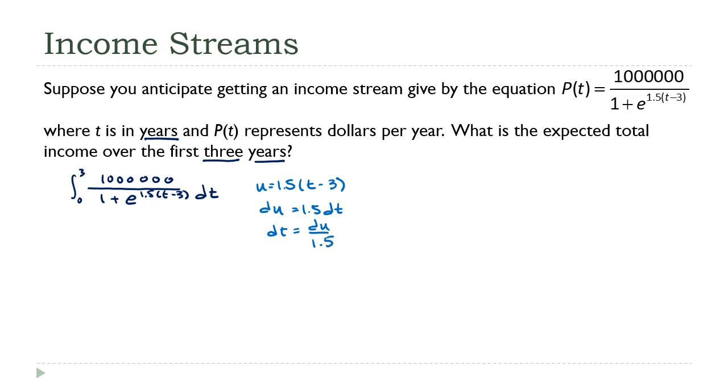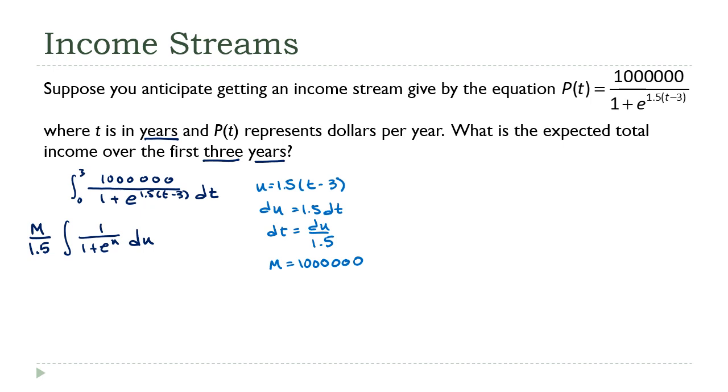And I'm going to do one other little substitution here. I'm going to bring that million out in front because it's a constant, and it's just going to sit there until the very end when this turns into an arithmetic problem. I really don't want to keep writing a million over and over again. So I'm also going to let m equal a million. Right? So now my integral becomes m over 1.5 times the integral of 1 over 1 plus e to the u du.